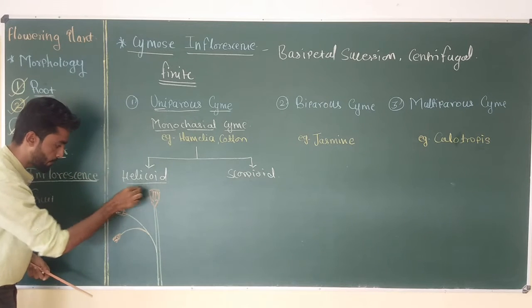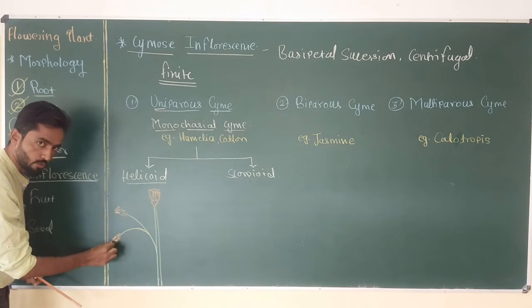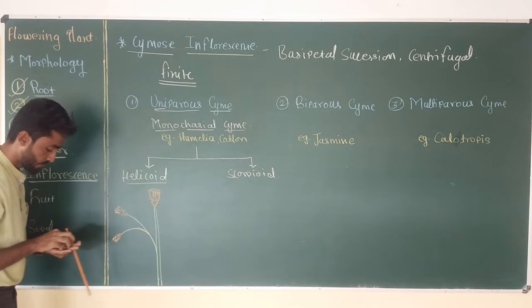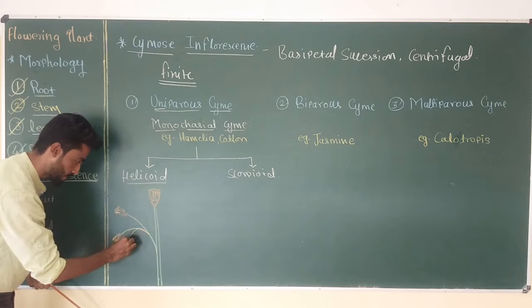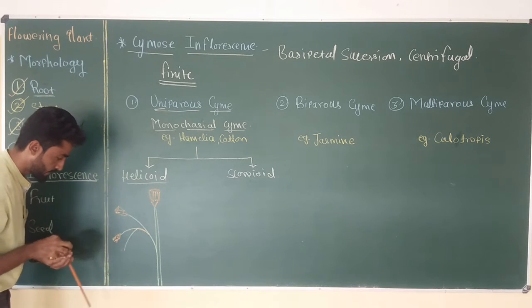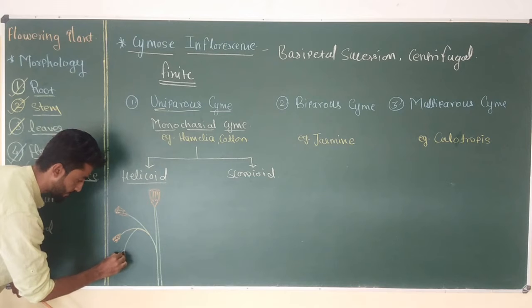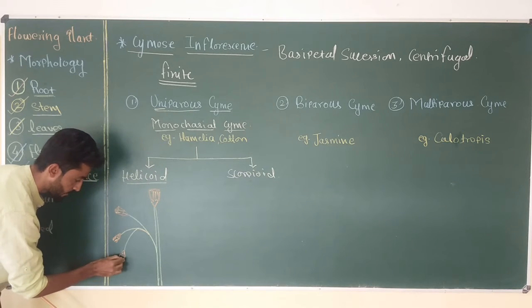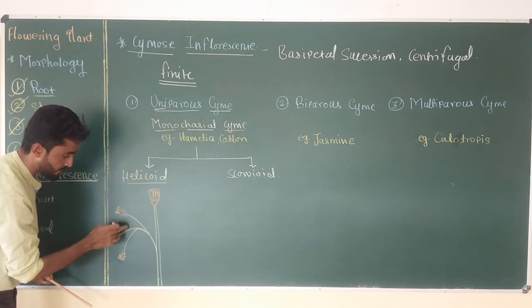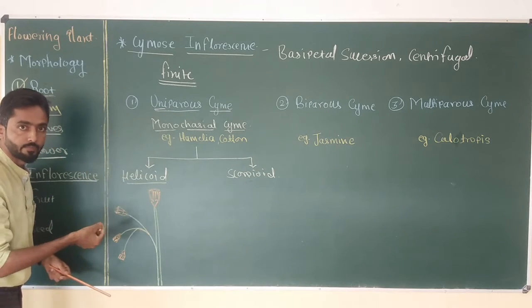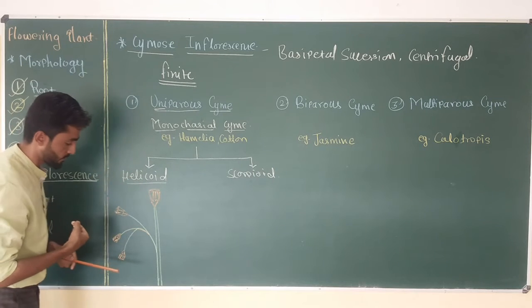When we move from top to bottom, the flower size goes on decreasing. Now this tertiary branch again produces a quaternary branch, and the quaternary branch also has a single flower at the tip. Due to this flower, the growth of the branch is limited. So it is called a finite type of inflorescence.